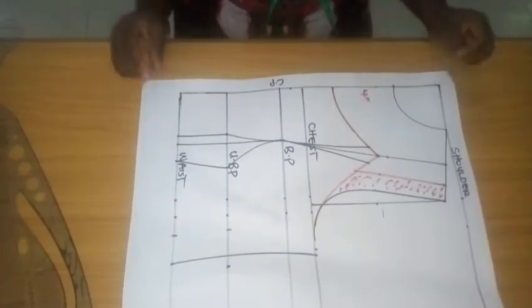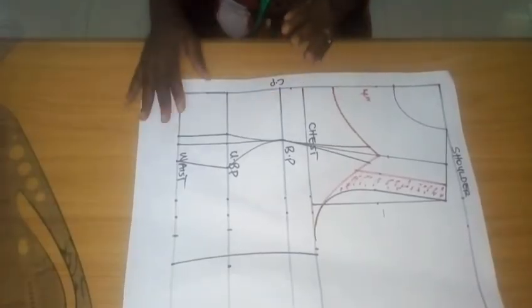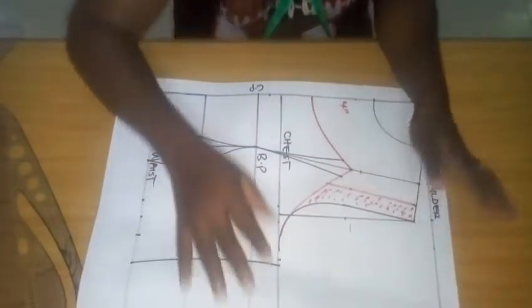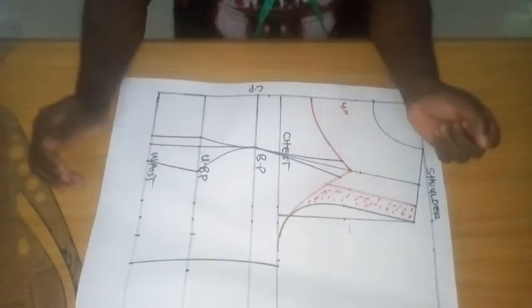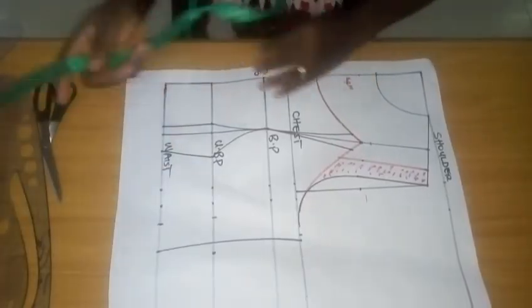So now the next thing we want to do, we are done with this dress. The next thing we want to do now is to cut out. I'll be dropping the link to the basic long sleeve, which you are going to attach to this beautiful dress.